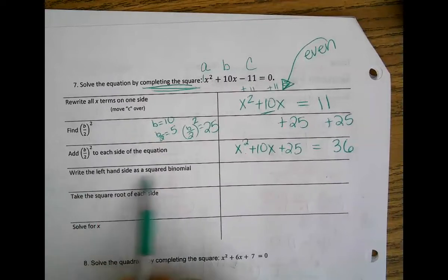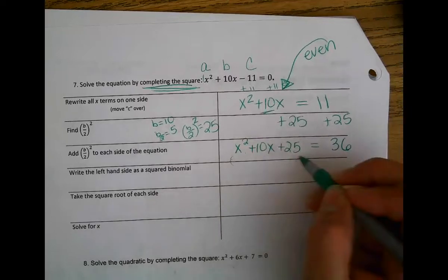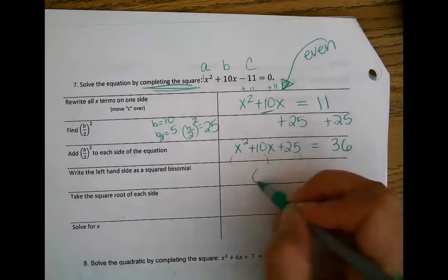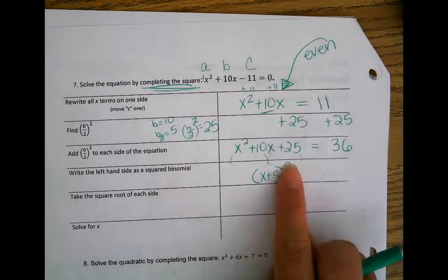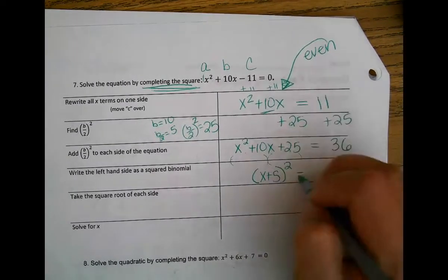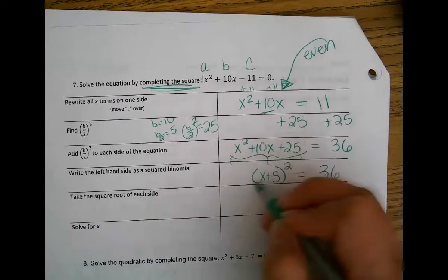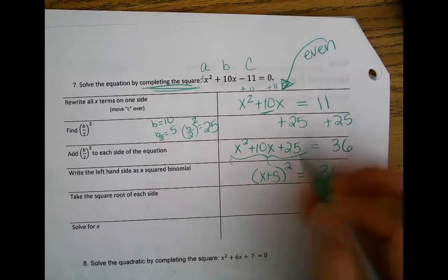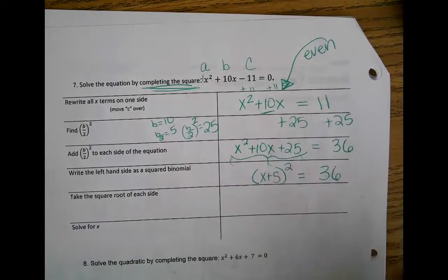Write the left-hand side as the squared binomial. So this side here would factor into x plus 5 times x plus 5. So I write x plus 5 squared equals 36. So I rewrote this trinomial as a binomial squared. And the reason I did that is because I had added this 25 in there.